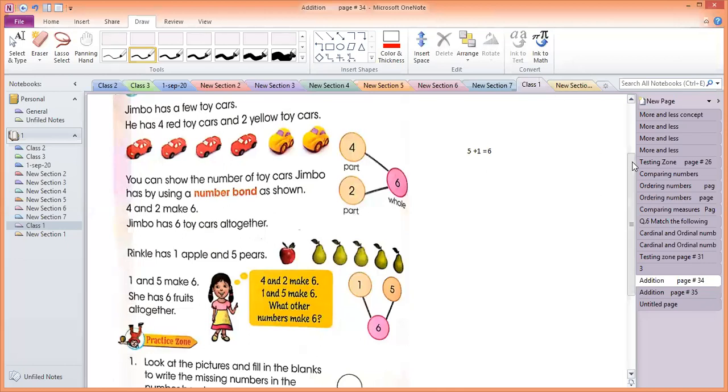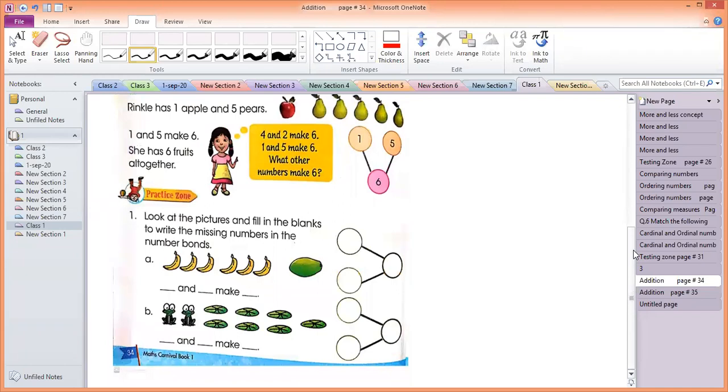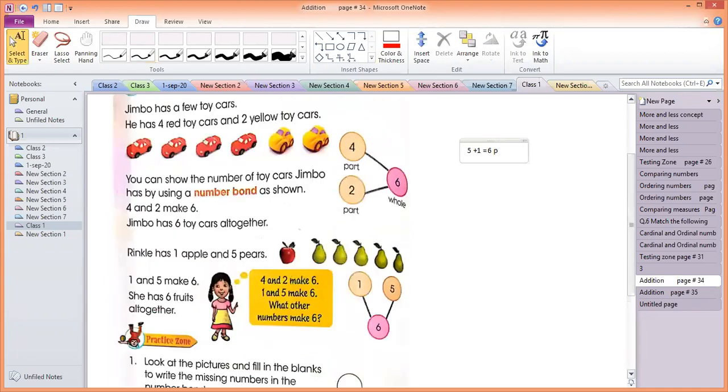Now let's move to the practice zone. Look at the pictures and fill in the blanks to write the missing numbers in the number bonds. These are also number bonds, and you have to find out the missing numbers. Remember, you need to write this. This is a part. I should write it. It's a part.